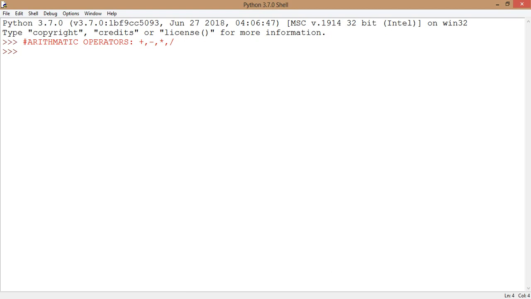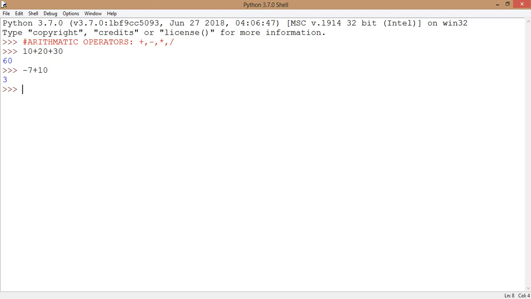So let's start with numbers. Suppose if I want to add 10 plus 20 plus 30, so this is how you add two or more than two numbers. You can also add negative numbers like -7 plus 10, you get the output 3.